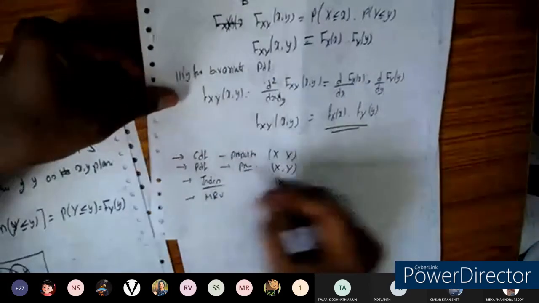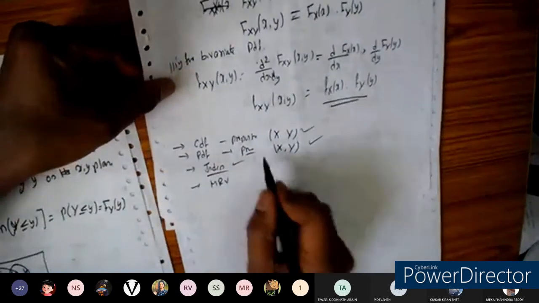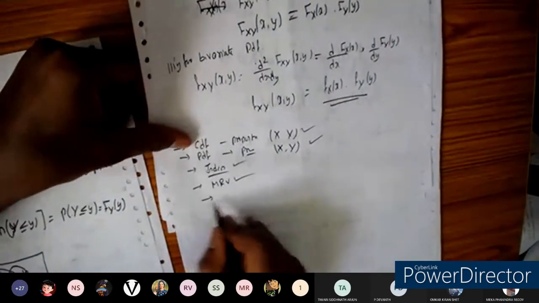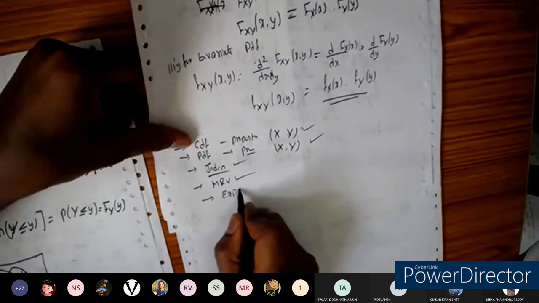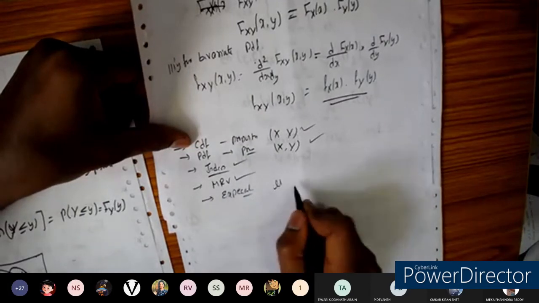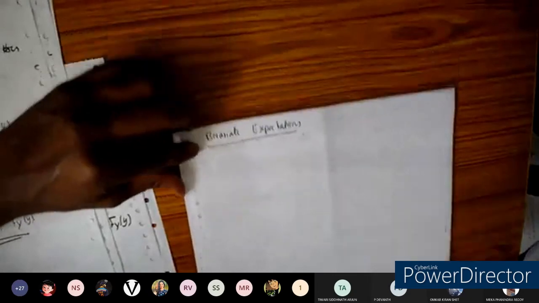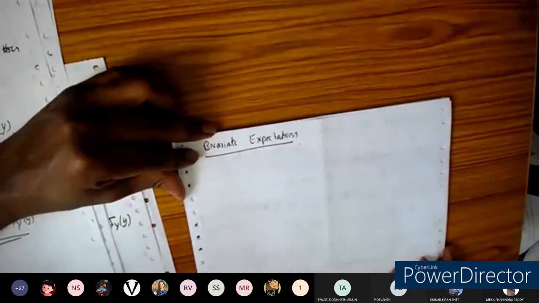Any doubts? So far we have seen the CDF, independence, and multiple random variables. Next we are going to see expectations. Expectation is nothing but the mean, variance, covariance, like that. So, bivariate expectations.